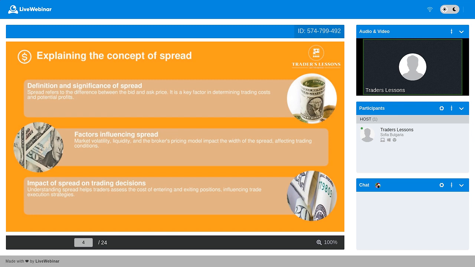These are the three main definitions, three main topics that I'm going to talk about right now. Very simple. I'll try to explain. The first one is the difference between the bid and ask, the buy and the sell price.